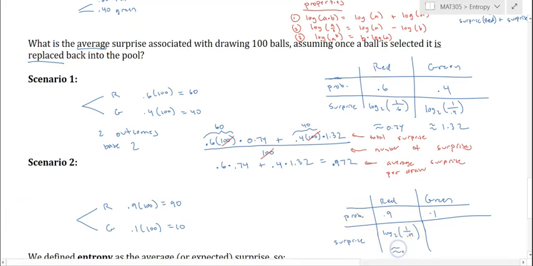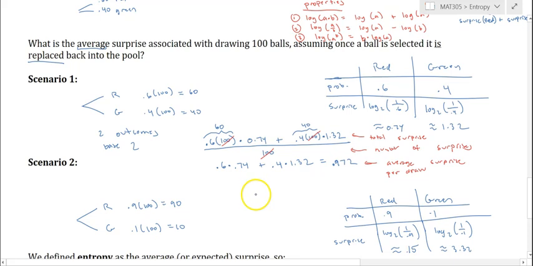So you can see this one is significantly lower than all of the surprises because it's highly common. We wouldn't be surprised at all if we drew a red. But we would be surprised if we drew a green. And this one comes out to about 3.32. So you can see much, much higher than the other ones. But how does that affect the average surprise?